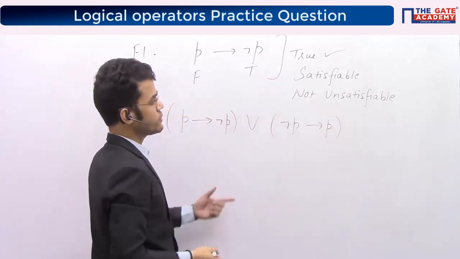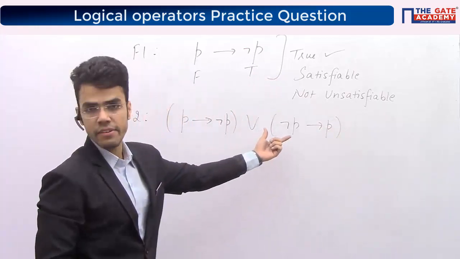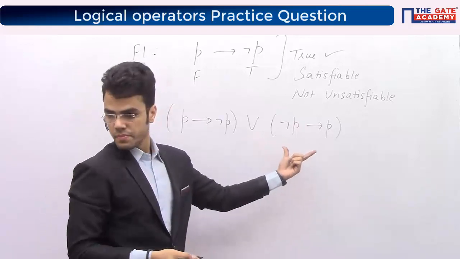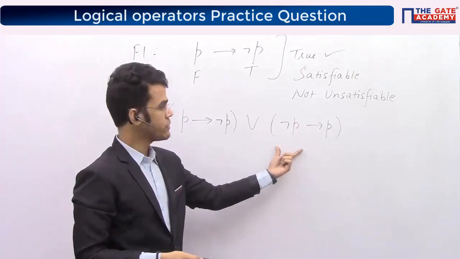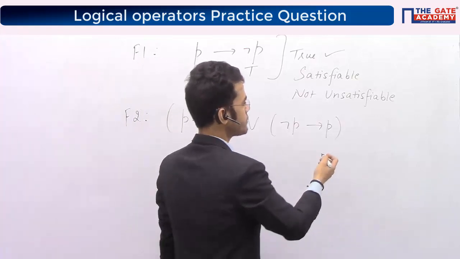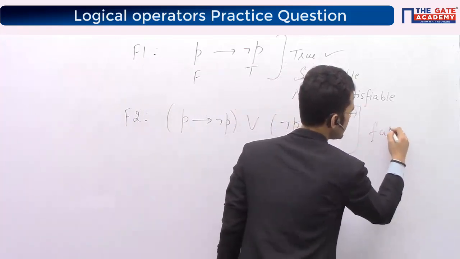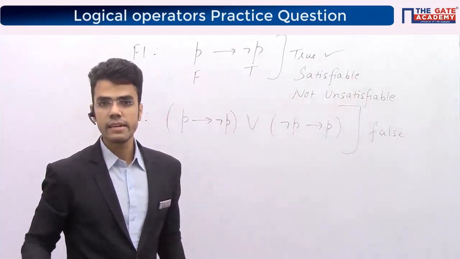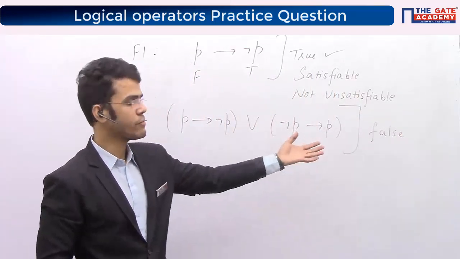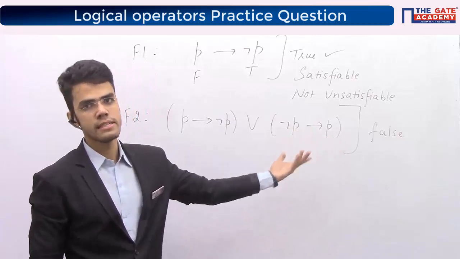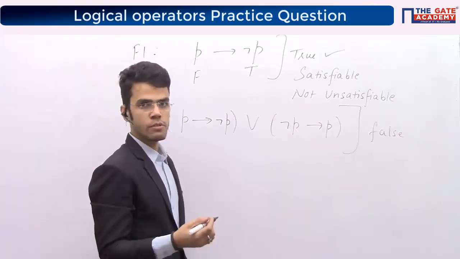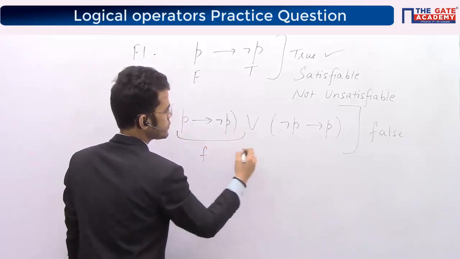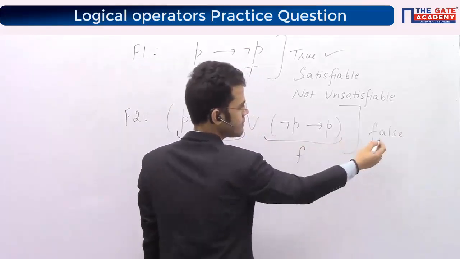F2 is P implies negation P, or negation P implies P. I have to check for valid, so my approach should be to generate one false case. If I get a false case, it is not valid. If not false, then it is valid. We know the approach now, we have learned it by heart. The OR operator says this should be false and this should also be false, then only I will get false.